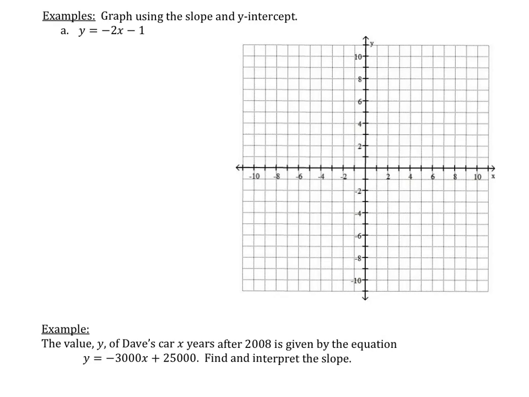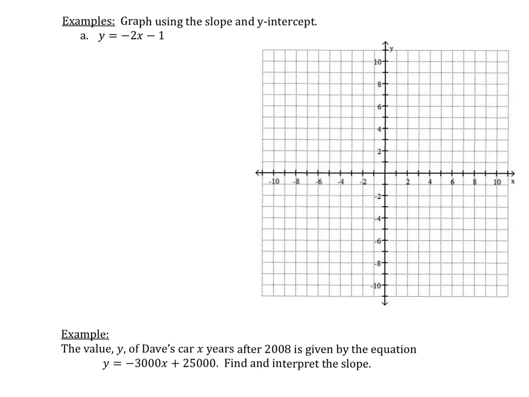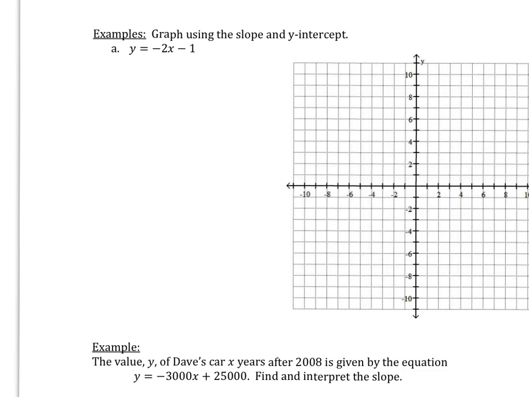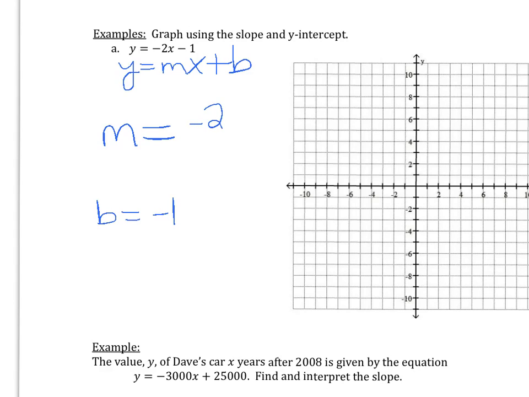In this example, we have y equals -2x minus 1. And if you notice the instructions here, graph using the slope and the y-intercept. Well, if I'm going to graph using my slope and my y-intercept, then I need to know what my slope and my y-intercept are. And notice this equation is solved for y, so it is in y equals mx plus b form. And so my slope, if you look at it, the number multiplied by the x is -2. All right. And my y-intercept is -1.